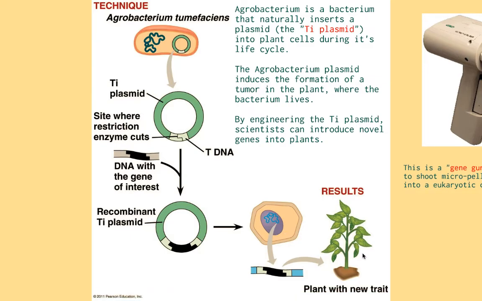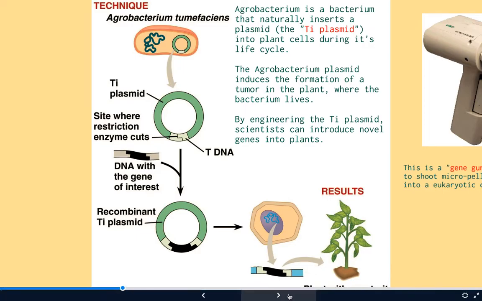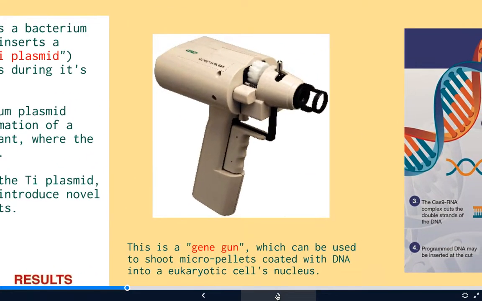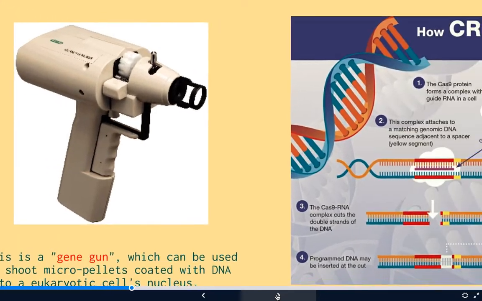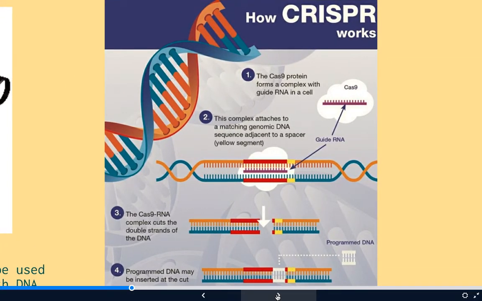If you remember the video I showed you about RNA interference, this is a way that they did that particular technique. We can also use a gene gun, which can shoot micropellets coated in DNA to try to get those pellets inside the nucleus. Right? And now we've got CRISPR. This is a relatively new discovery.